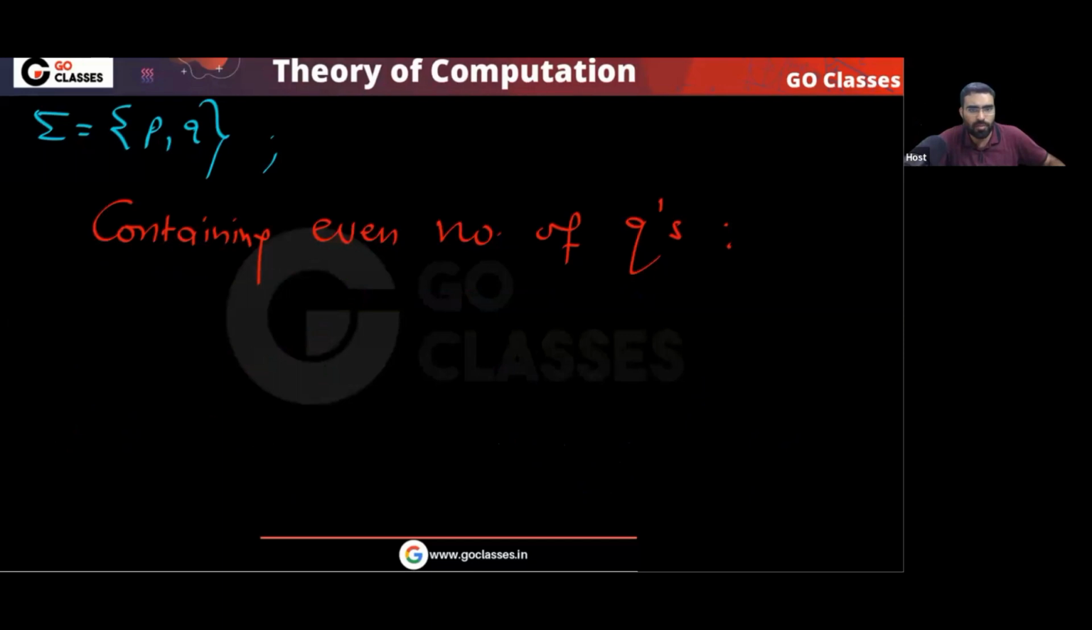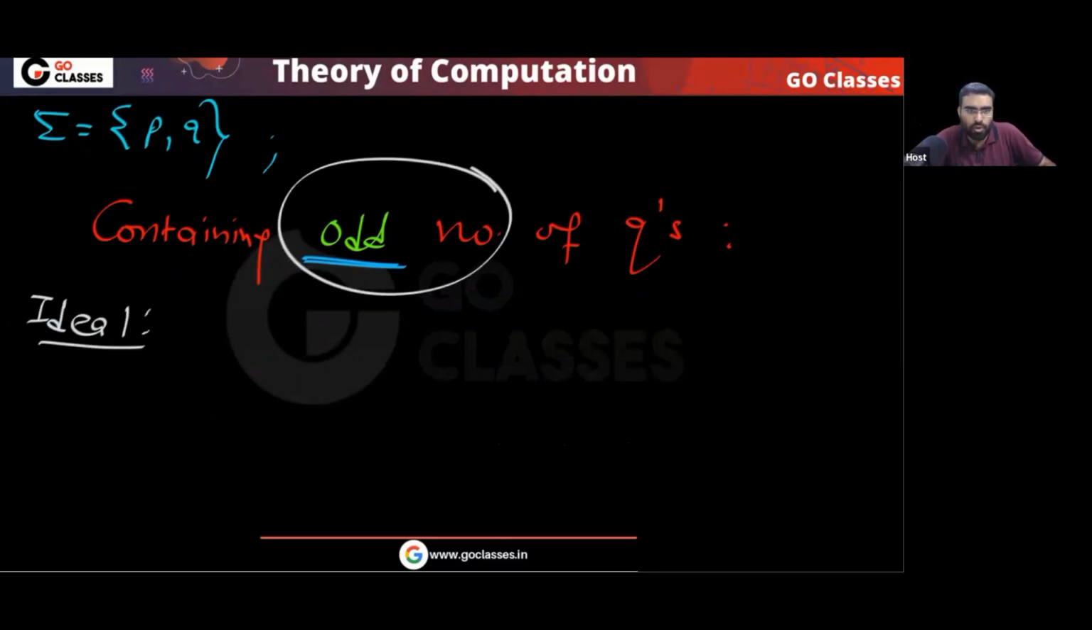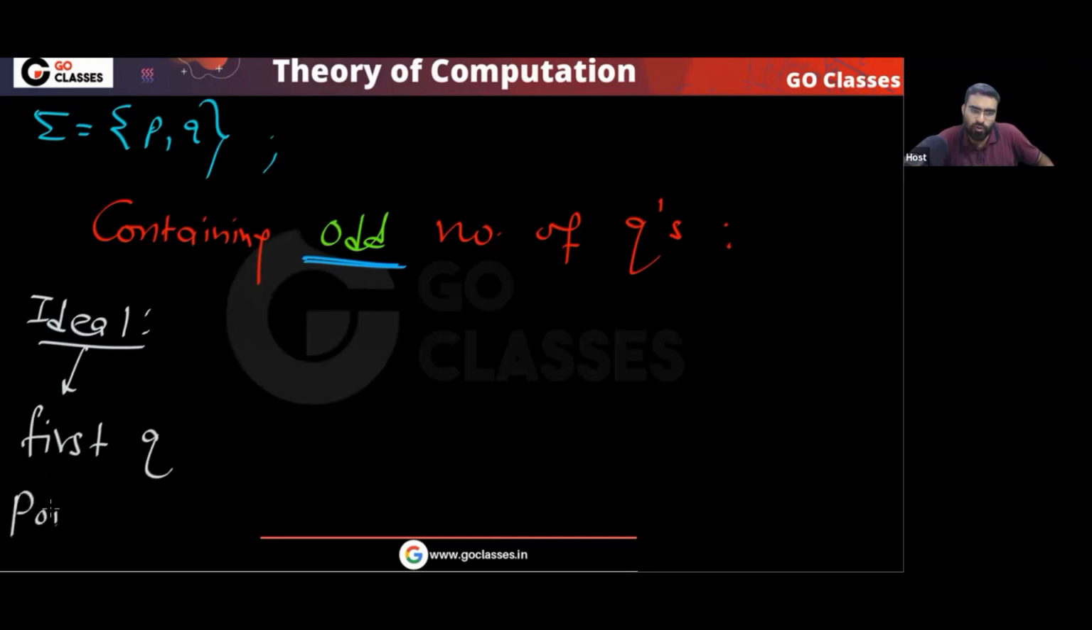Now we want odd number of queues. Then what will I do? Tell me, if you have odd number of queues, then what can you do? See, there are again 2 ideas. What is idea number 1? Idea number 1: if you have odd number of queues, there will be a first queue. Idea number 1 is from the first queue's point of view.